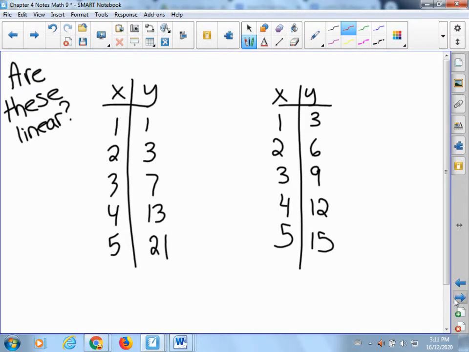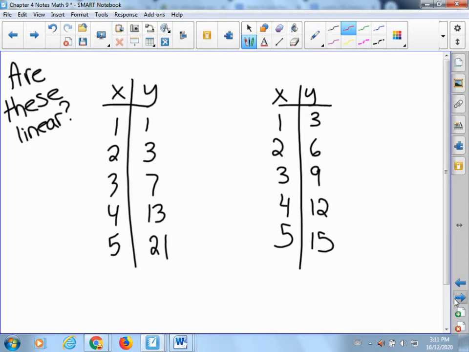Those of you who are here and back, when we are looking to see if something is linear, there's two ways that we can do this. You can graph them to see if it makes a straight line, and two, you can look at the pattern. If there is a set pattern, it should make a straight line. If you do not have a set pattern, it does not make a straight line.